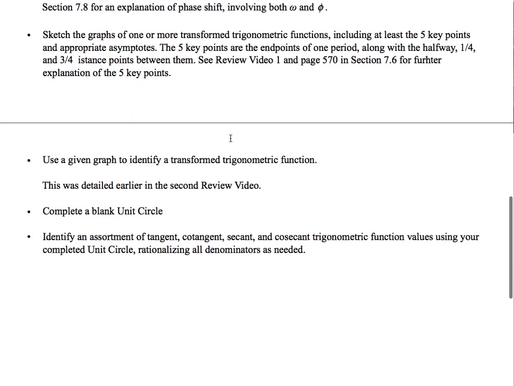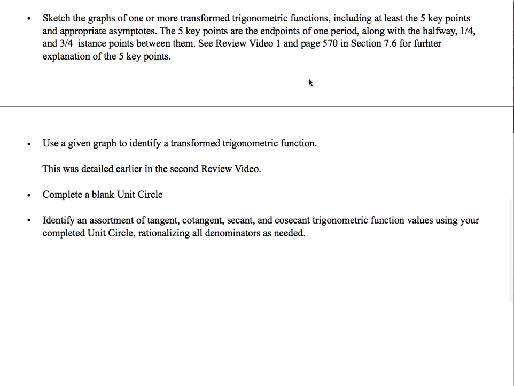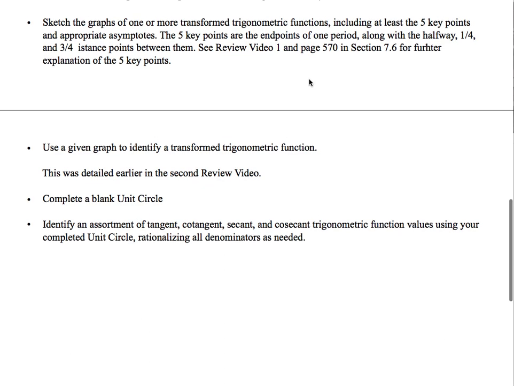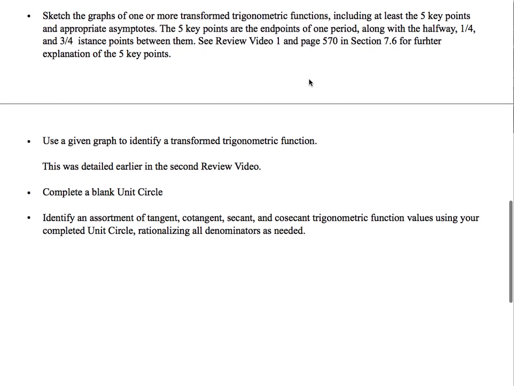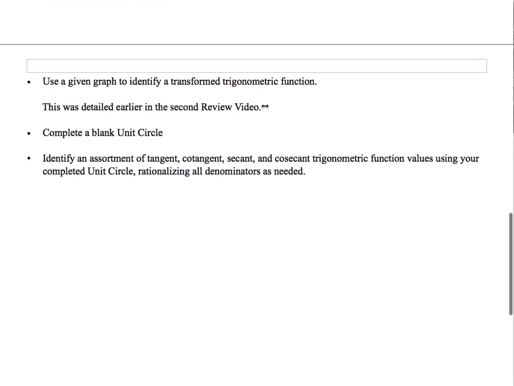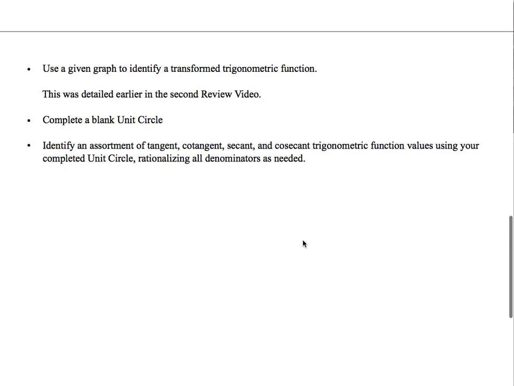Now, the next one says sketch the graphs of one or more transformed trigonometric functions, and you want to include at least the 5 key points and appropriate asymptotes. This is very important that you sketch the asymptotes. I believe I give in the instructions of the exam to draw the vertical asymptotes. The notion of 5 key points is discussed in section 7.6. You can find that on page 570. And use a given graph to identify a transformed trigonometric function.